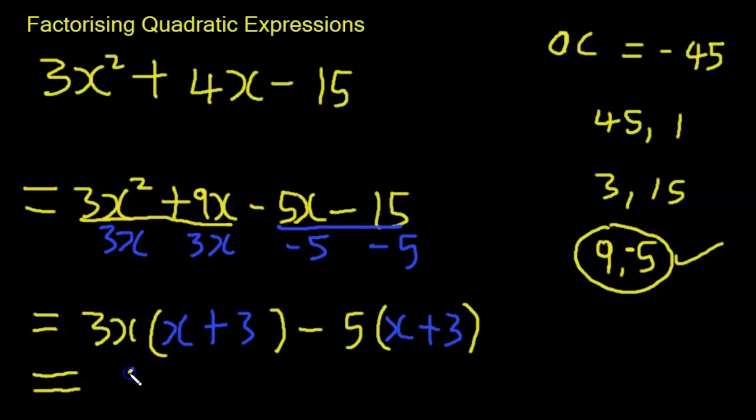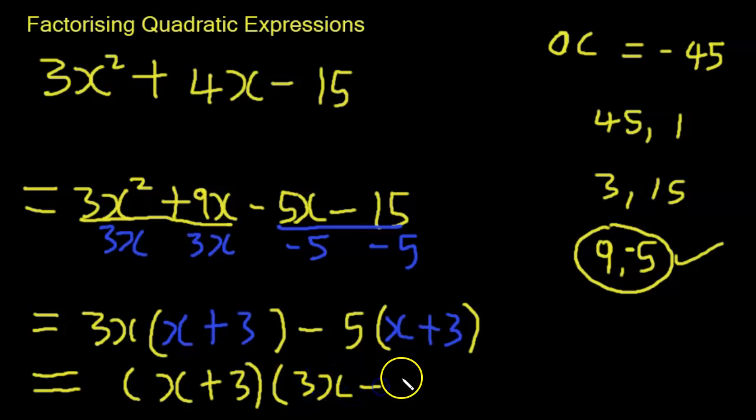So our common factor here? X plus 3. And then factor out x plus 3, what are you left with? You're left with 3x. And minus 5.